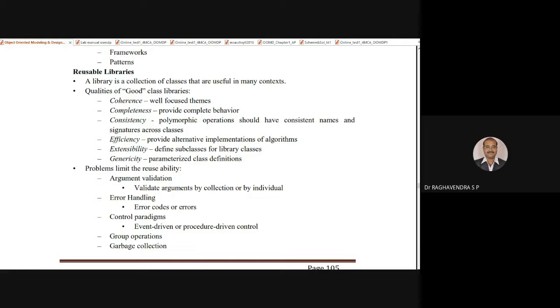Extensibility means that if some new feature comes in the future, you can incorporate it; you can easily upgrade your dynamic linking libraries. So that is called extensibility. You can define it, you can extend it, you can introduce new subclasses in the future. Genericity means parameterized class definitions. Everyone can easily understand it. So these are the around 6 parameters which define good quality class libraries.